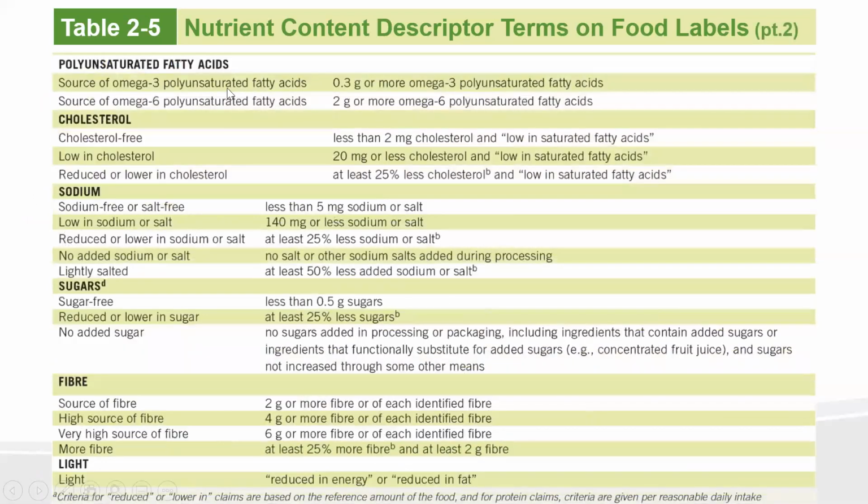Here are some more descriptors: polyunsaturated fatty acids, and we'll talk about what some of those things mean, right? We've got these omega-3 and omega-6 fatty acids. You've probably heard some of these terms before. They all have meanings. We'll get to it when we talk about fats, as well as cholesterol as being part of the fat content, right? So like I said, lots of different definitions around what they can have on their label.